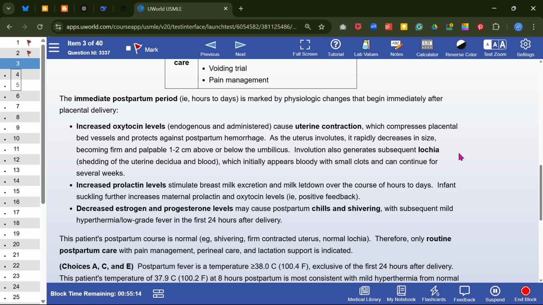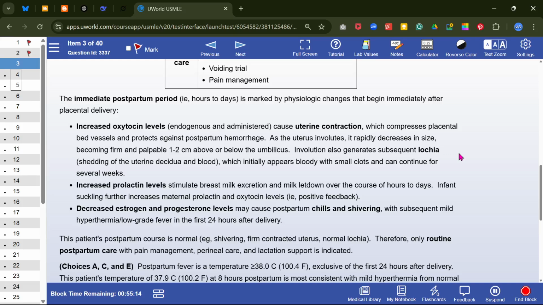As the uterus involutes, it rapidly decreases in size, becoming firm and palpable 1 to 2 centimeters below the umbilicus. Involution also generates subsequent lochia, which initially appears bloody with small clots and can continue for weeks. Increased prolactin level stimulates breast milk production and milk let down over the course of hours to days. Infant suckling further increases the maternal prolactin and oxytocin level.